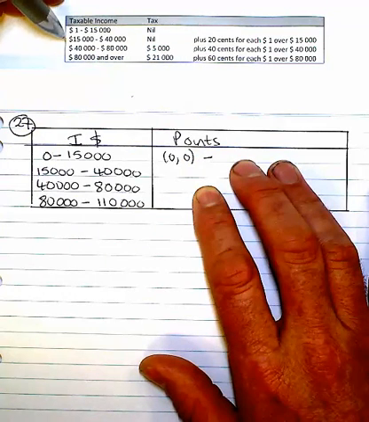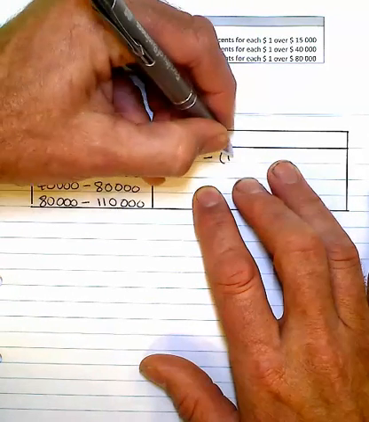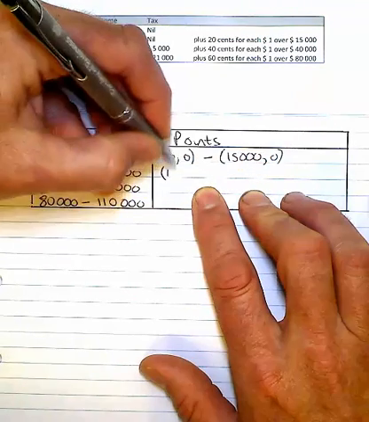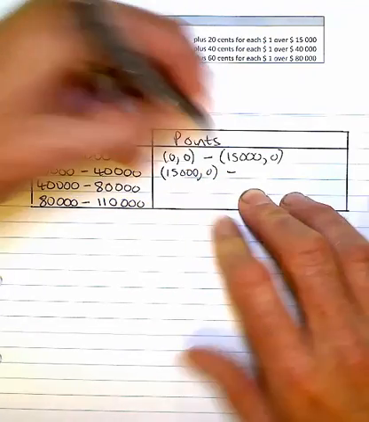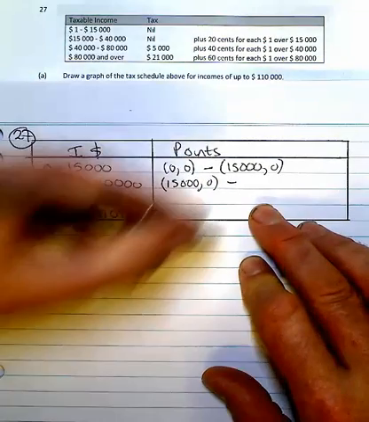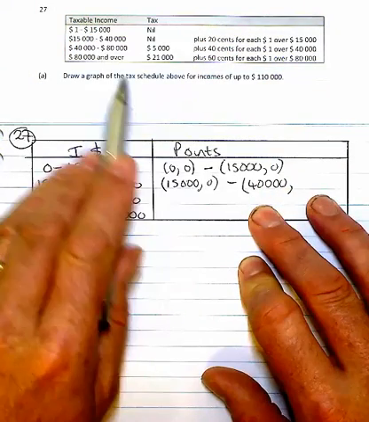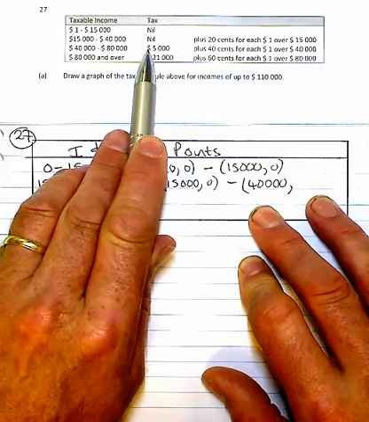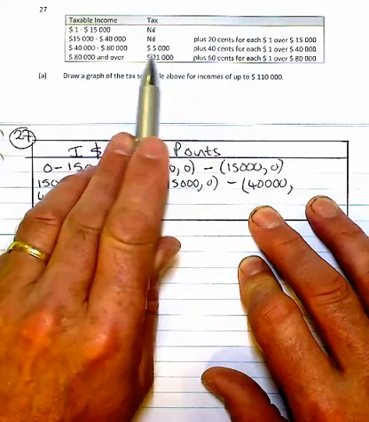If I'm told it's nil for that next point, that's 15,000, comma 0. I can carry that point through. It's the same point, but it'll help me immensely if I can follow it through. Now, 40,000 is the end of the next segment. Looking through here, at 40,000 I pay 5,000. I could do the arithmetic and find that out for you, but here I could just copy it off the book.